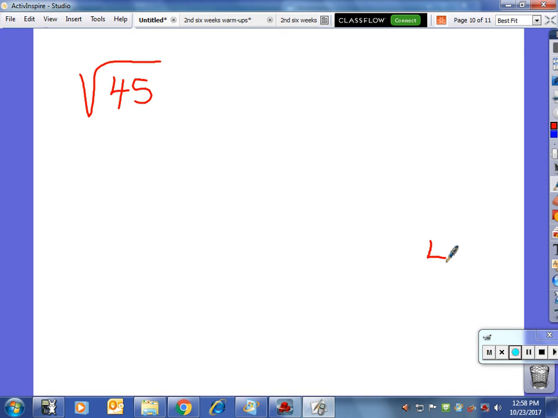Now, my little wedding cake method, I always start with 2, 3, 5. I start with the smallest primes that I can. Can 45 be divided by 2? Can it be divided by 3? Yes. 4 plus 5 is 9, so 9 can be divided by 3. That means 45 can as well. So 3 goes into 45 15 times.